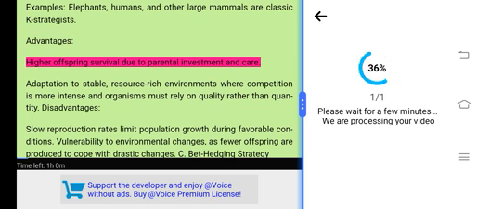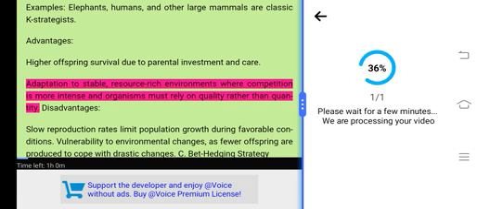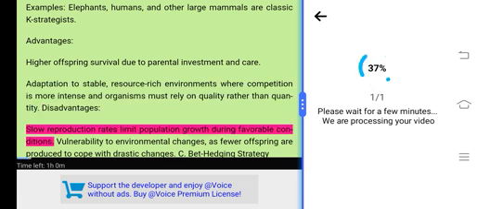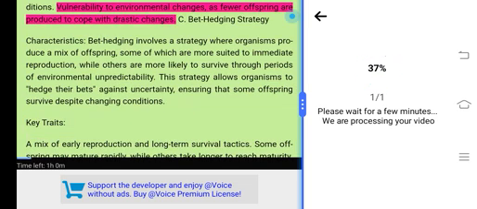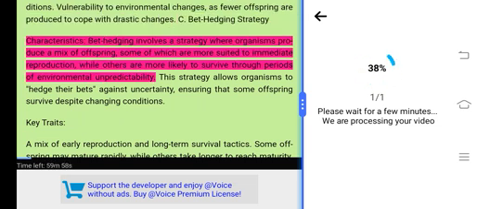Advantages. Higher offspring survival due to parental investment and care. Adaptation to stable, resource-rich environments where competition is more intense and organisms must rely on quality rather than quantity. Disadvantages. Slow reproduction rates limit population growth during favorable conditions. Vulnerability to environmental changes, as fewer offspring are produced to cope with drastic changes. See bet hedging strategy.